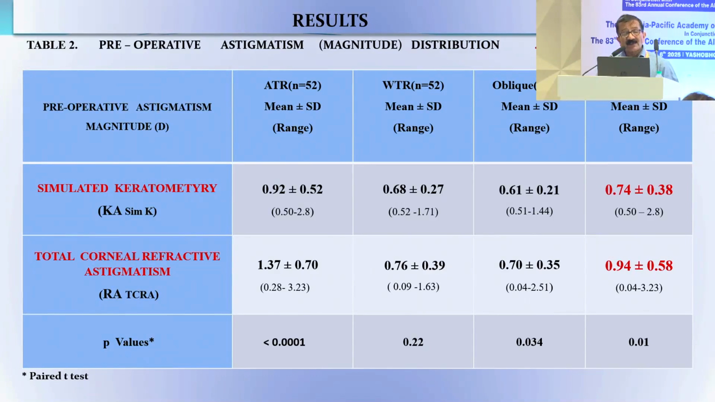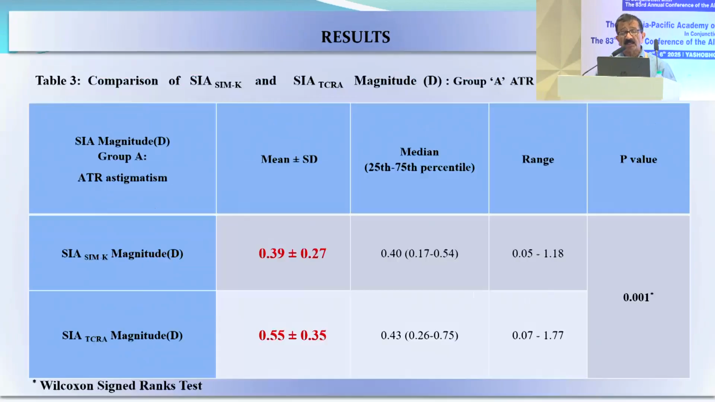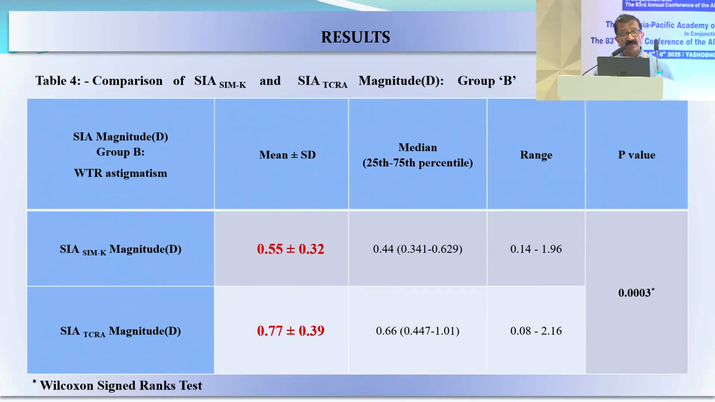Now, the demographic characters were comparable, and it was found that the preoperative total corneal refractive astigmatism was significantly more than the simulated keratometry based astigmatism, 0.94 versus 0.74. And the SIA calculation showed that the refractive astigmatism based SIA was significantly more than the SimK based SIA, 0.55 versus 0.39, and this was in all the subgroups. This was the ATR group. In the WTR group, it was 0.77 versus 0.55, and 0.63 versus 0.54 in cases of oblique astigmatism.